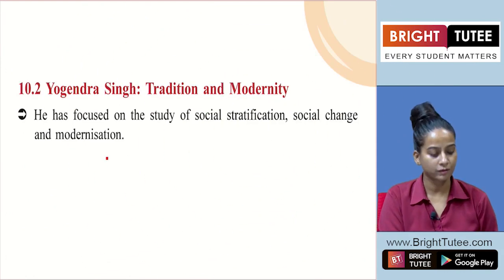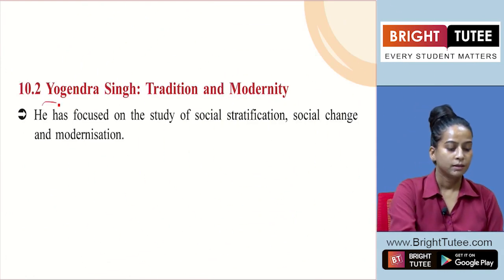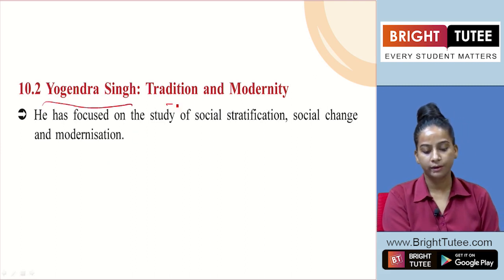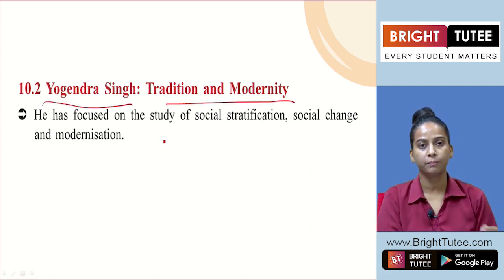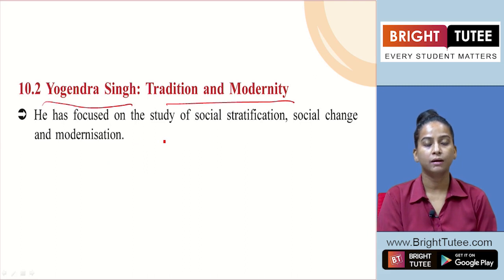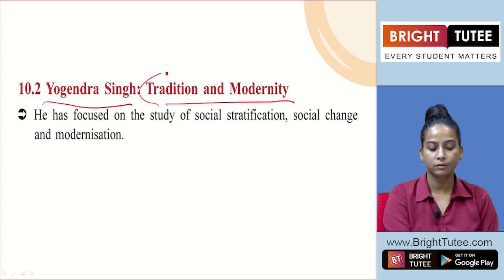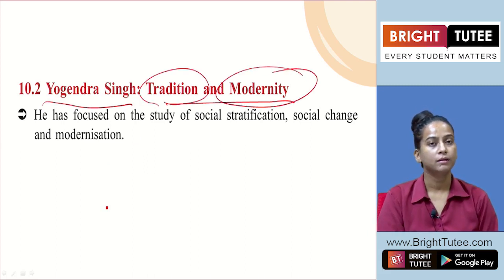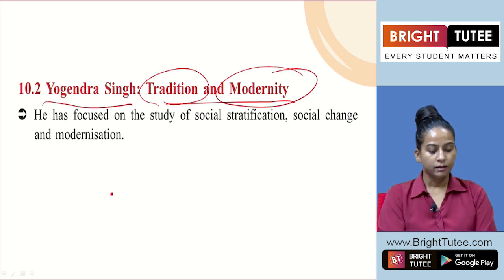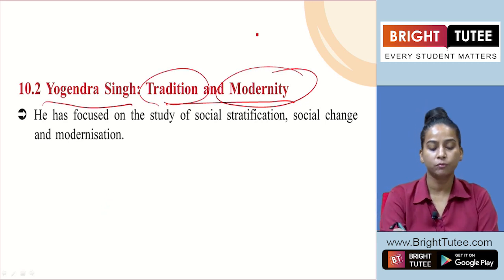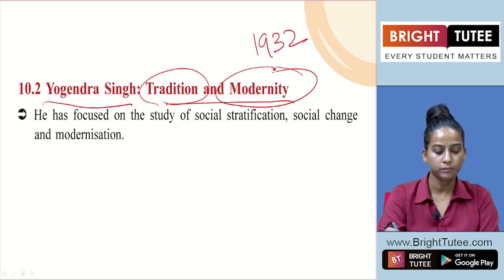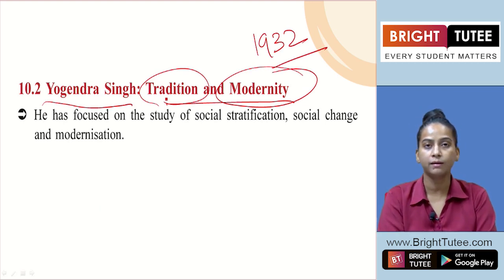Now, we are going to start with the second topic of this Unit 10. Yogendra Singh, Tradition and Modernity: how he presented his views and what research he did on the tradition and the modernity prevailing in India.